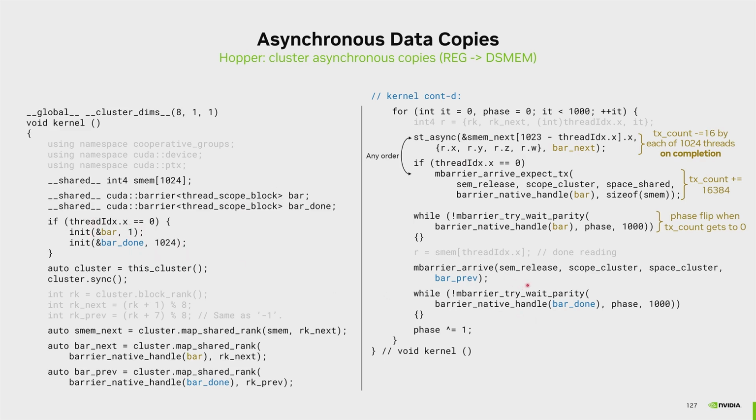So I notify the producer, and now if I am a producer, from the producer point of view, I wait on the bar done. And then because I do explicit phase tracking, I need to flip my phase.